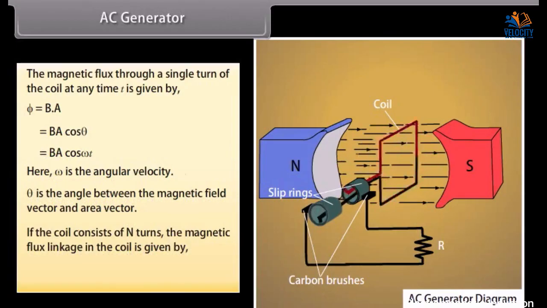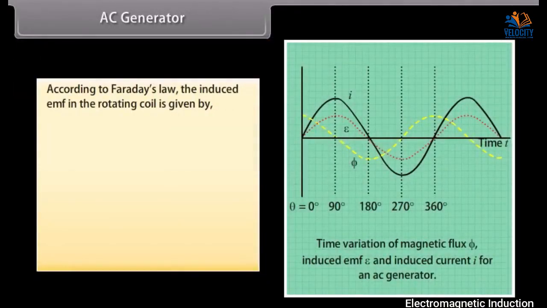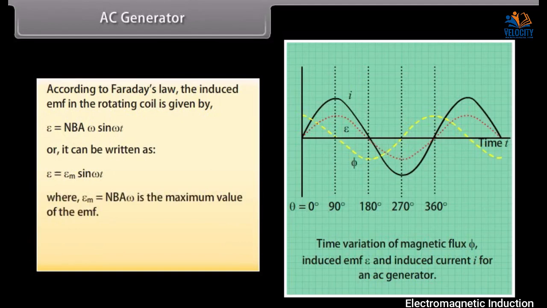If the coil consists of N turns, the magnetic flux linkage in the coil is given by NBA cos omega t. According to Faraday's law, the induced EMF in the rotating coil is given by NBA omega sin omega t, or it can be written as E equals EM sin omega t, where EM equals NBA omega is the maximum value of the EMF. The induced EMF varies sinusoidally with time.